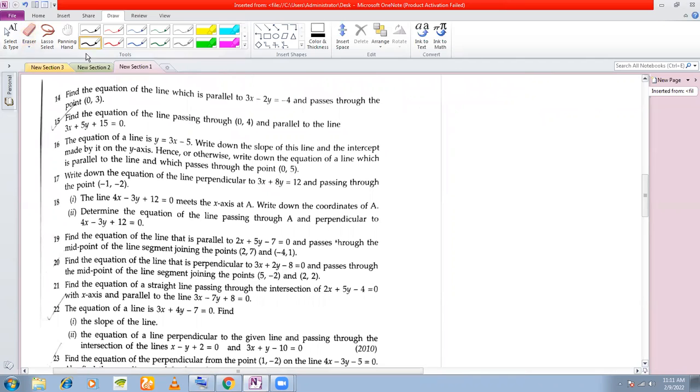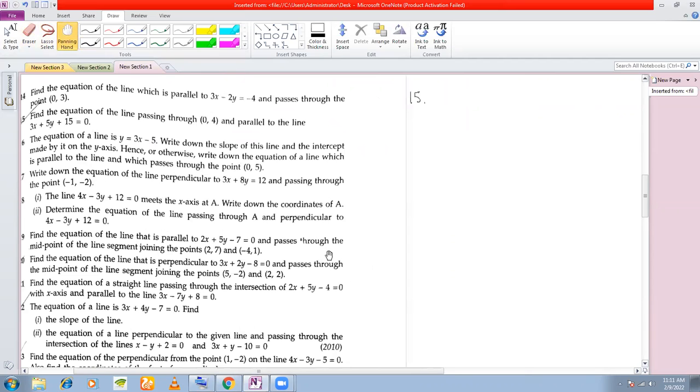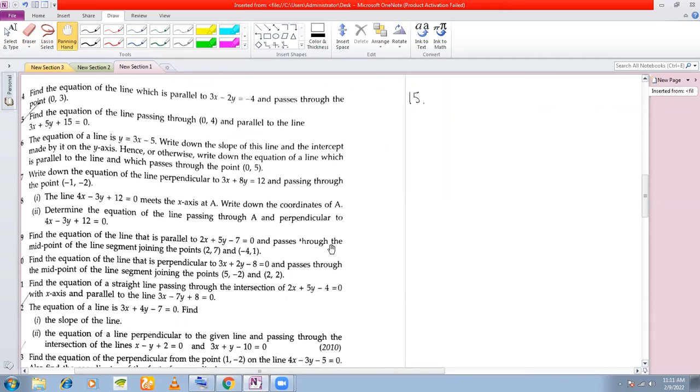Question number 15. If you read the question, it states find the equation of the line passing through the point 0, 4 and parallel to the line 3x plus 5y plus 15. Let's say we need to find out the equation of this line, this dotted line. Okay. Now this is such a line that it contains the point 0, 4, that is, it passes through the point 0, 4 and is parallel to another line whose equation is given, 3x plus 5y plus 15. The equation of this line is given, and you need to find out the equation of this line.